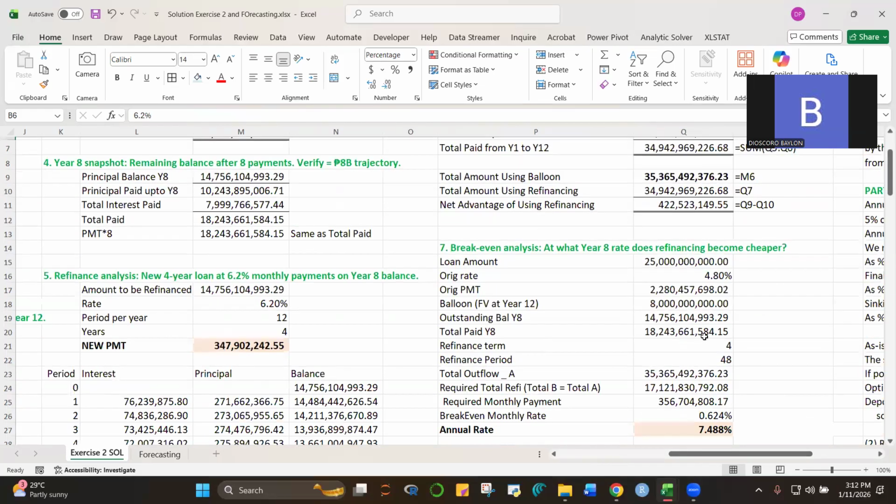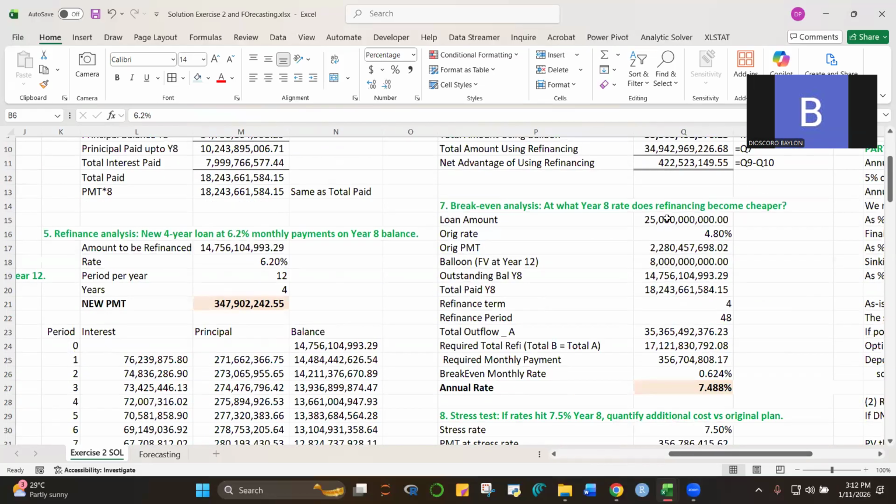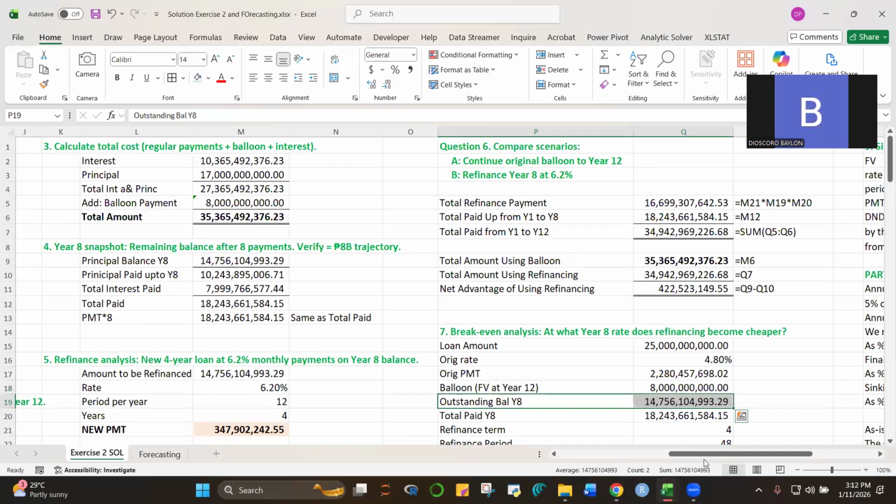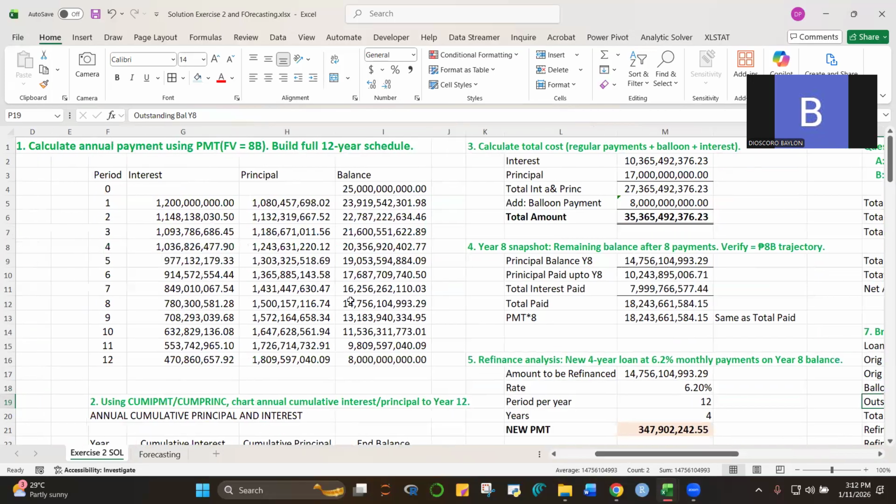Okay, so let's just review our data. Our loan amount is 25B. The original rate, this is option A, is 4.8%. Option A's annuity is 2.28 billion. The balloon payment for option A is 8 billion. The outstanding principal balance is 14,756. So that one we know. This is year 8, right?